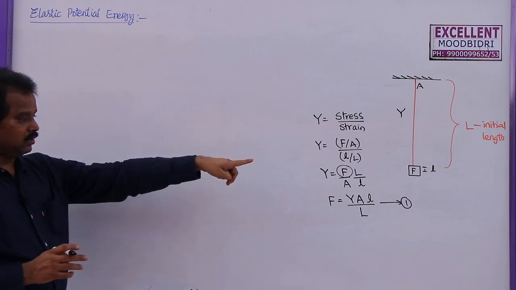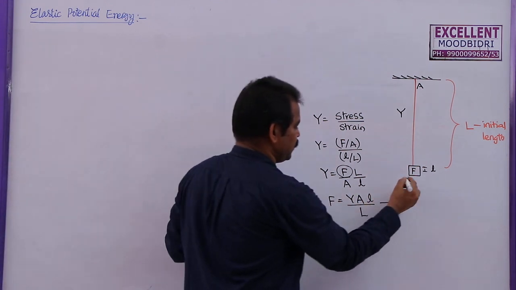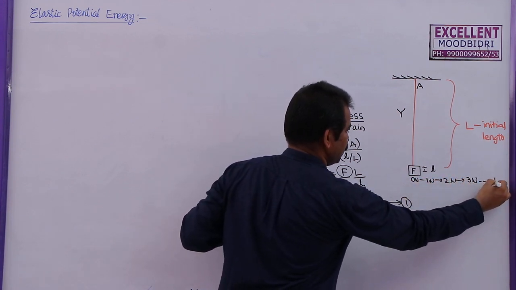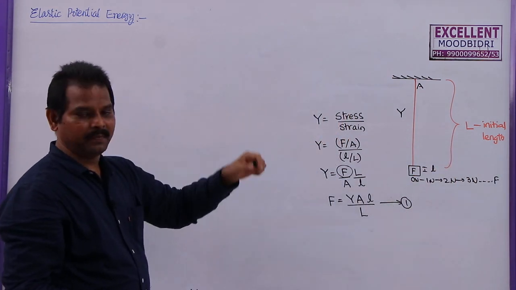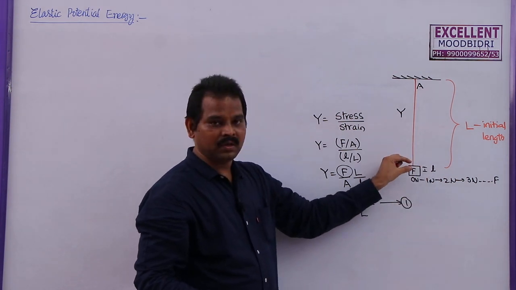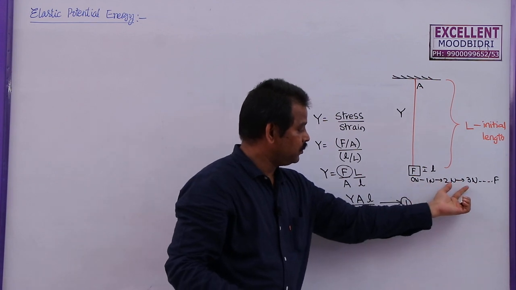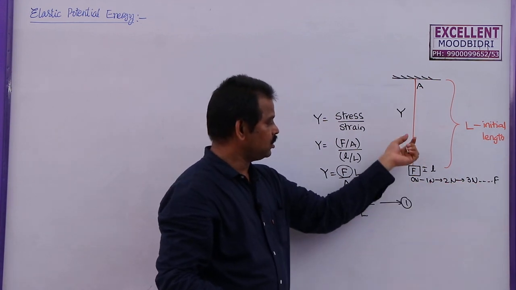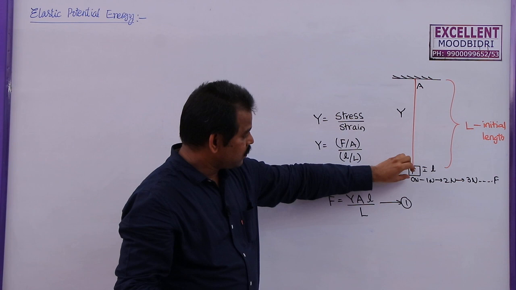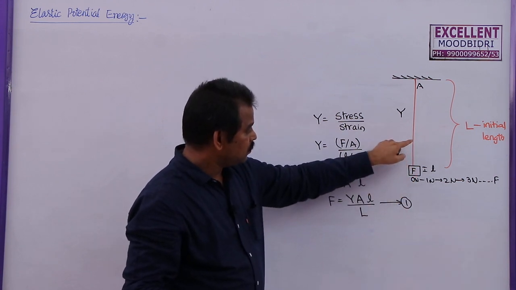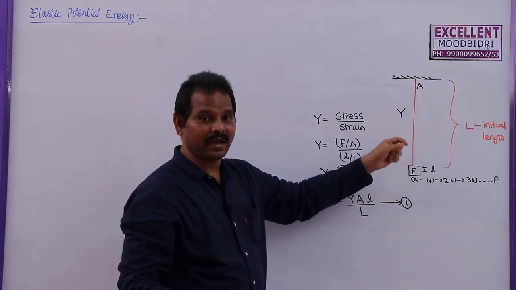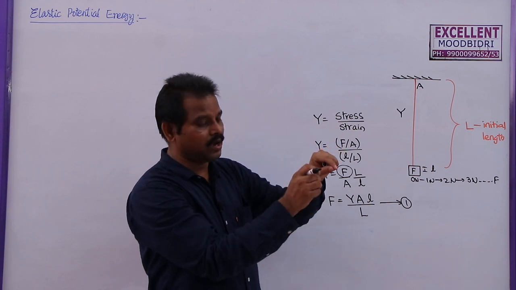Now if we increase this force, let us say from 0 newtons to 1 newton, and then 2 newton, and then 3 newton, and then up to F newtons. What happens here? We know that for every increase in load, there will be some increase in length of this wire. And if it is obeying Hooke's law within the elastic limit, we are doing some work by suspending some load here. So when the load is increased, the length of the wire gradually increases. That means this force is doing some work against the intermolecular or interatomic forces.